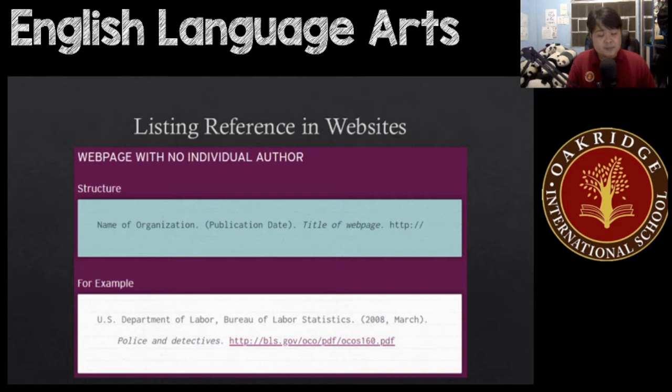The web page with no individual author. For example, it's a name of an organization. Like for example, my research would be made up of research from the United Nations Conservation. I really forgot. But for example, it's a conservation organization that's used for preserving pandas, right? So we can have it like that, right? So name of organization, publication date, then the title of the web page, and then the website itself. So we have example: U.S. Department of Labor, Bureau of Labor Statistics, 2008 March. Okay, and then Police and Detectives is the title of the web page, and then the actual web page itself.